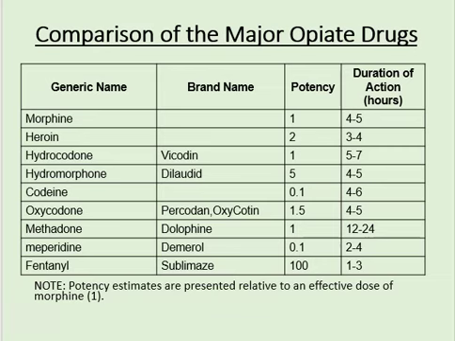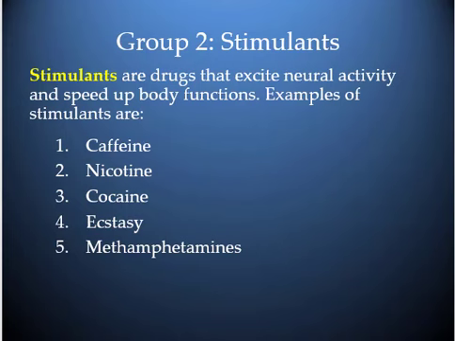Kind of the exact opposite effect on the nervous system would be the stimulants. Stimulants are drugs that excite or speed up the activity of the nervous system. Again, they're going to increase communication between neurons by producing more action potentials. There's a lot of different kinds of stimulants. I'm going to talk about 5 different ones.